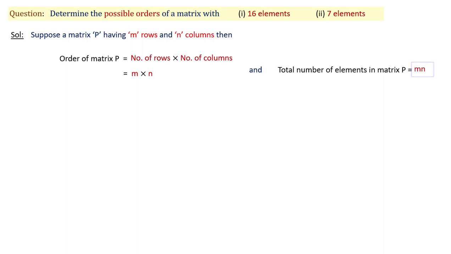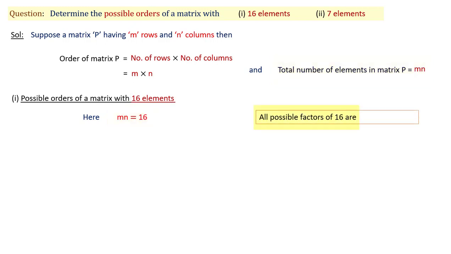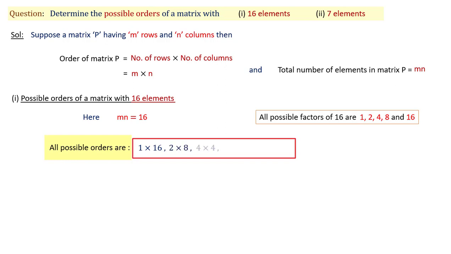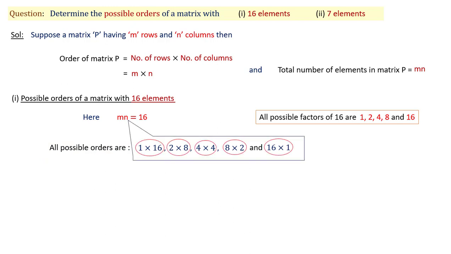Now, the first part of this question. Here, the value of mn is equal to 16 and all possible factors of 16 are listed. Hence all possible orders are as follows, as you can see that the product of each pair is 16.